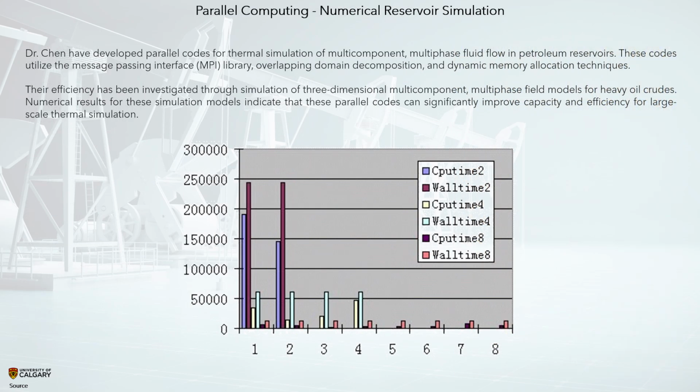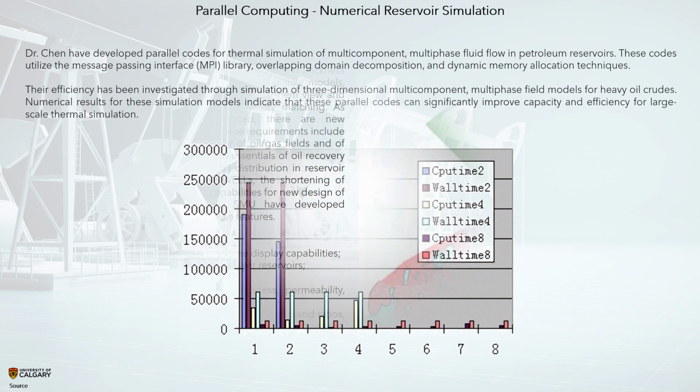Dr. Chen has developed parallel codes for thermal simulation of multi-component, multi-phase fluid flow in petroleum reservoirs. These codes utilize the Message Passing Interface (MPI) library, overlapping domain decomposition, and dynamic memory allocation techniques. Numerical results for these simulation models indicate that these parallel codes can significantly improve capacity and efficiency for large-scale thermal simulation.